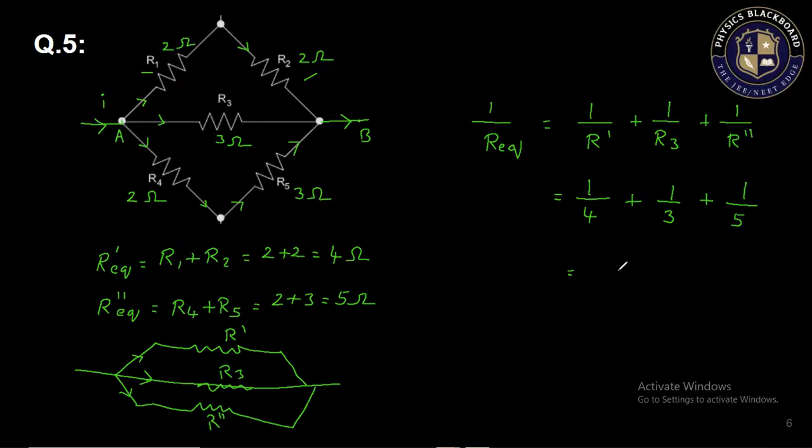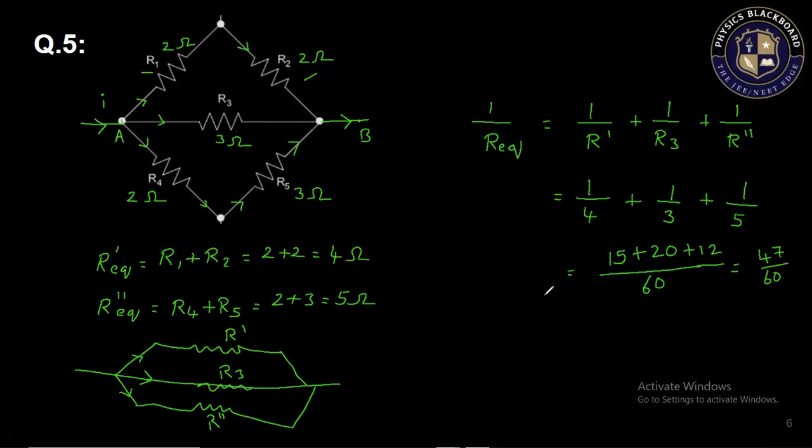4, 12, 60, right? You will get 60 as the denominator. Now, if you take this 60 with 1 by 4, what will you get? 15, right? Plus 20, plus with 5, you will get 12. So finally, what is the value that you will get in the numerator? 35 plus 12, you will get 47 by 60.